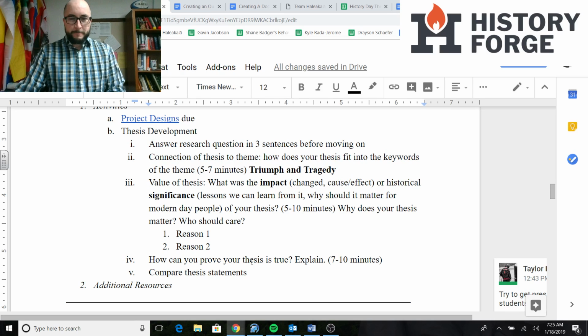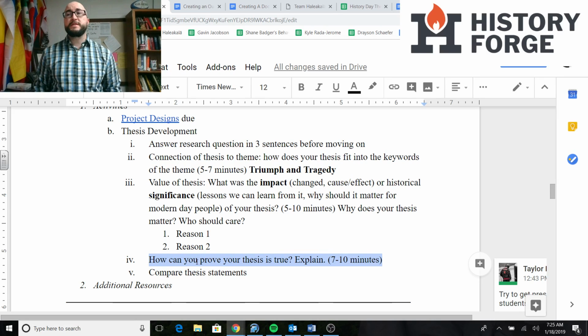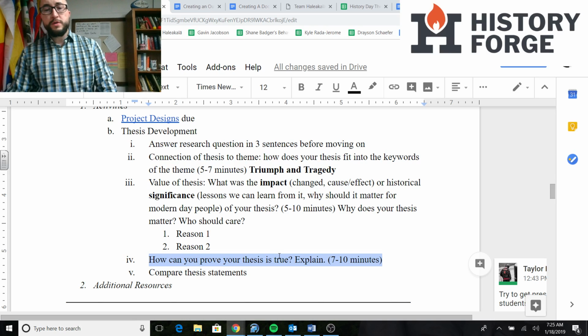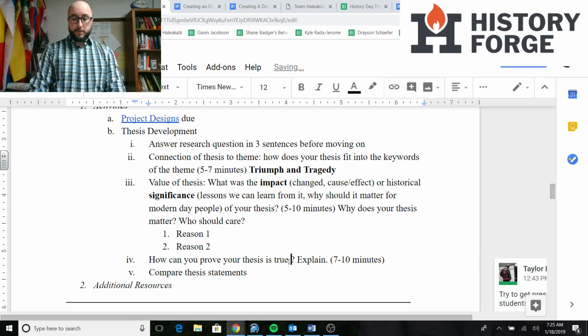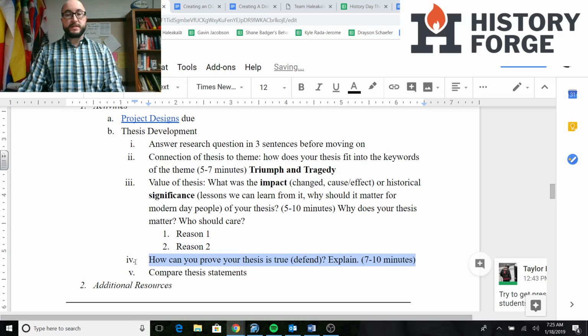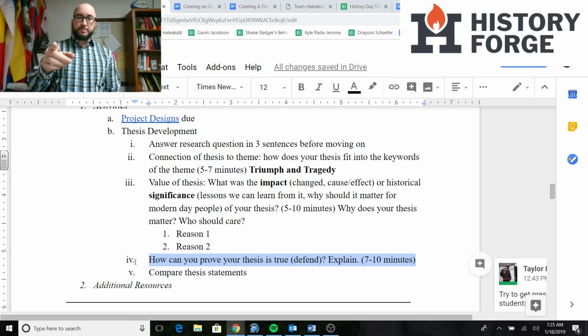Okay. Next part. How can you prove your thesis is true? So this is that big question. How do you know it's accurate? Defend it, right? So, we talk about in parentheses here, defend. I want you to defend that thesis. I want you to talk about all the evidence you have. I want you to talk about why I should care.